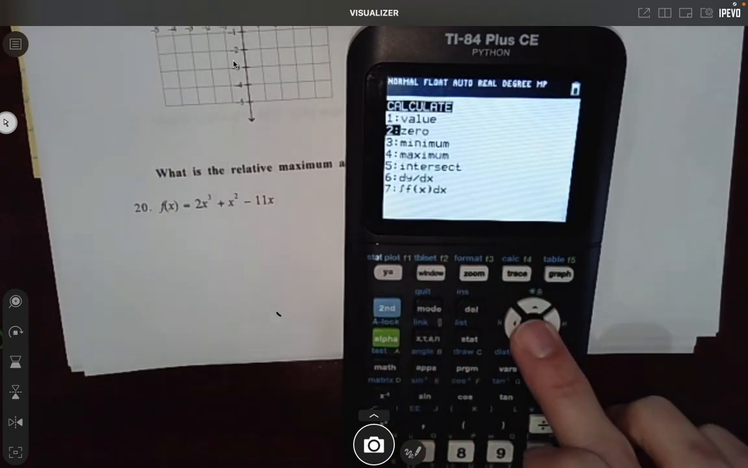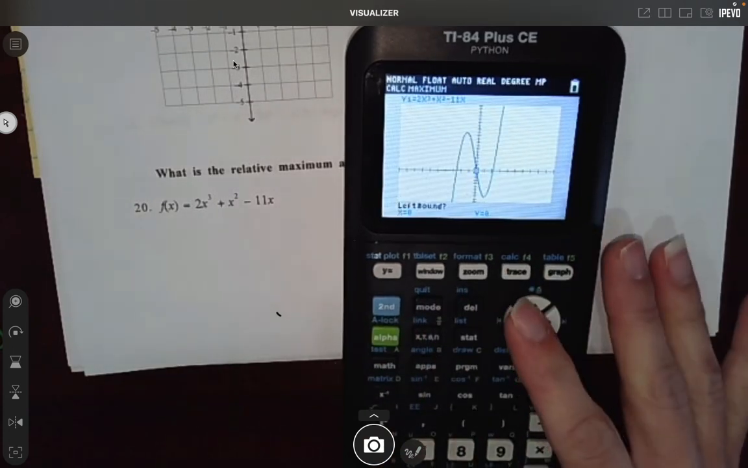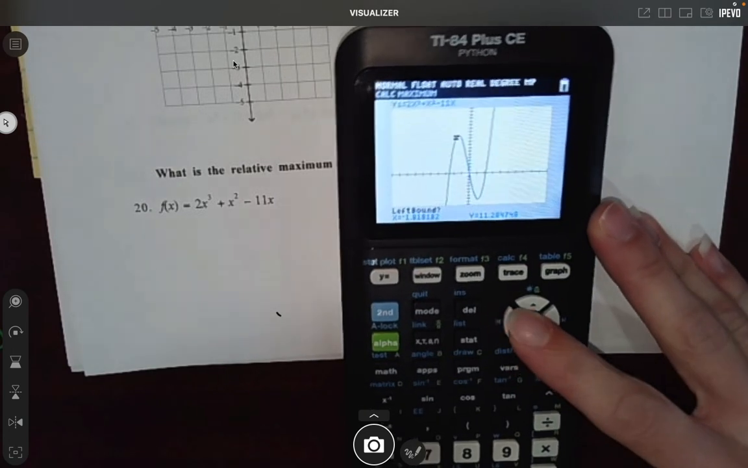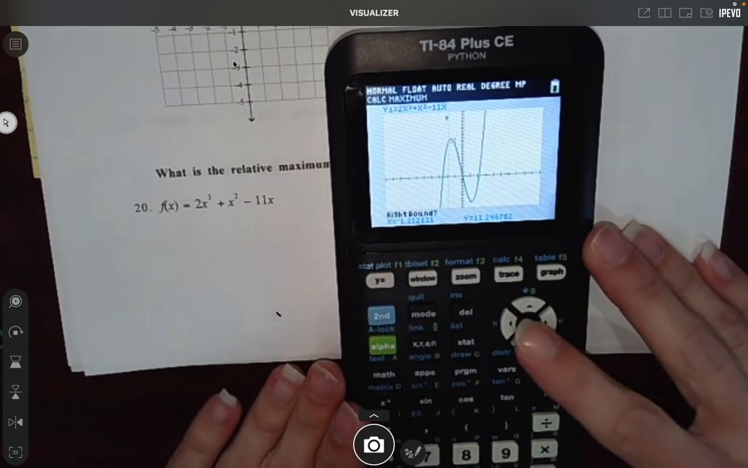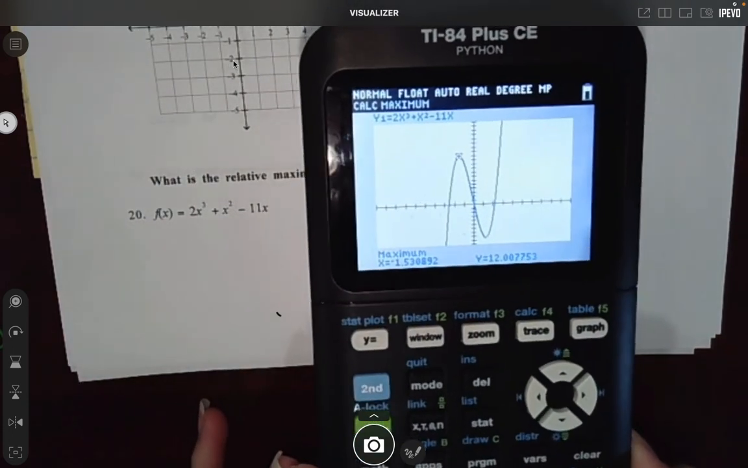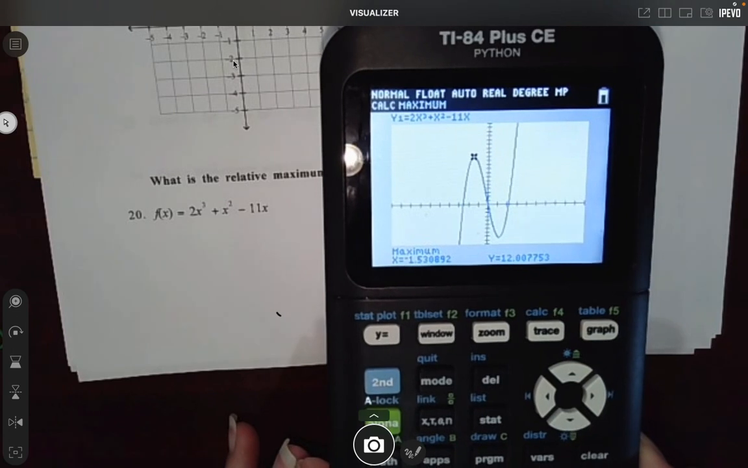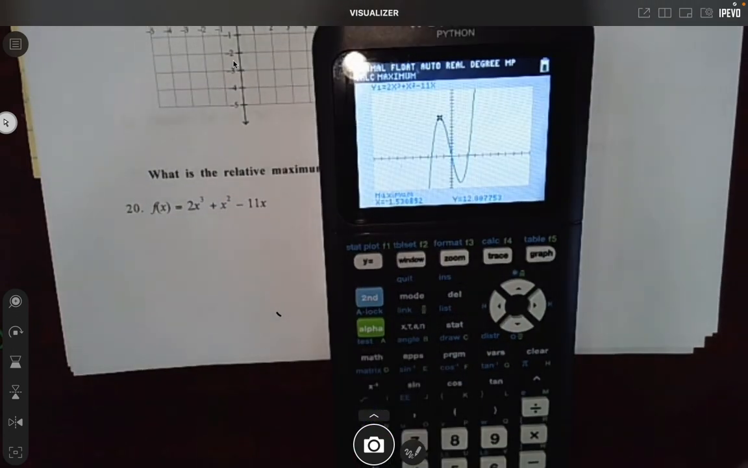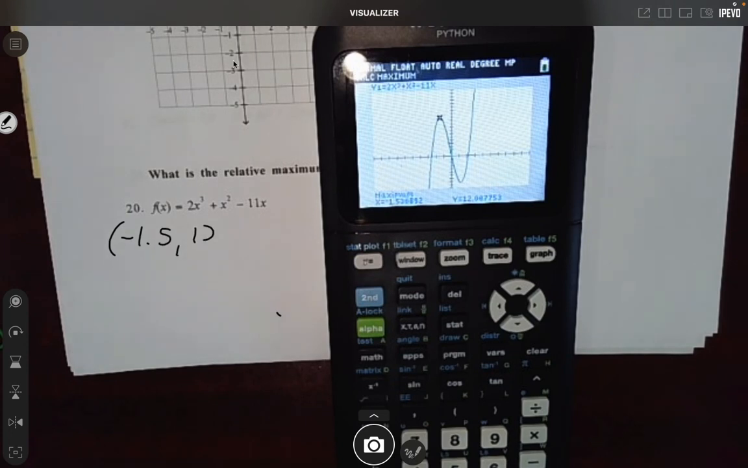So second trace, I went to max. Now I'm going to go to the left, then to the right, and back to the tip top. And what is that maximum? Some of you will just put 12, and some of you will put negative 1.5, comma, 12. Either way is fine, okay? You can put negative 1.5, 12, or you could have just put 12. Negative 1.5 is definitely not the answer, though. That's not a math.